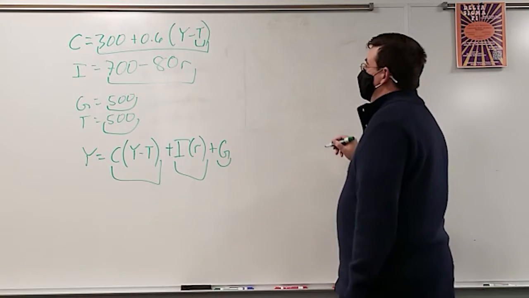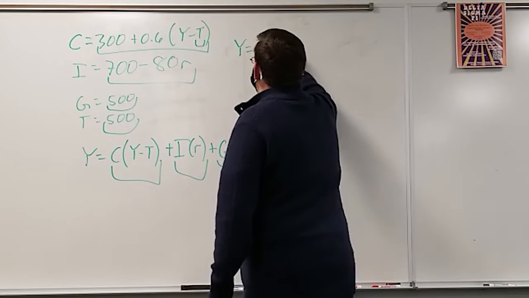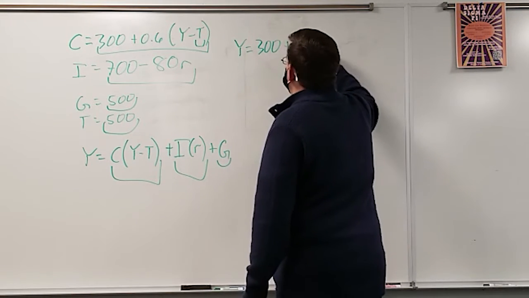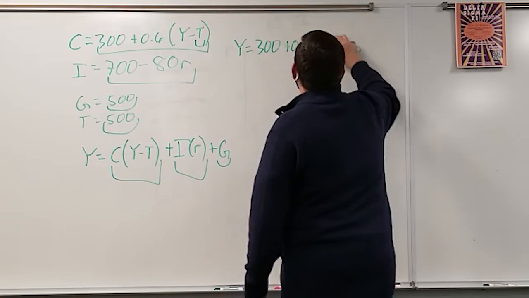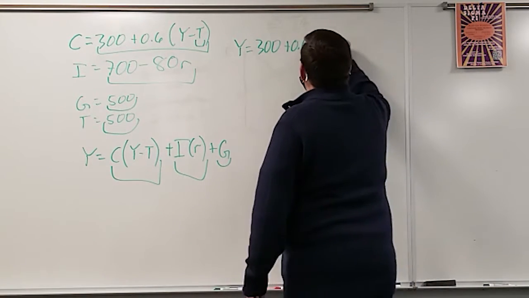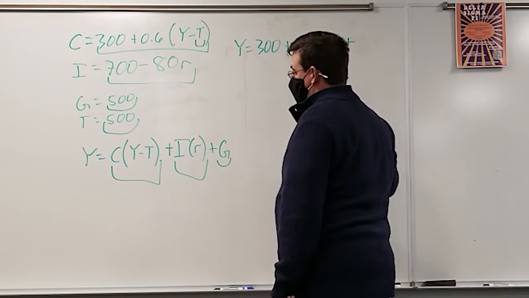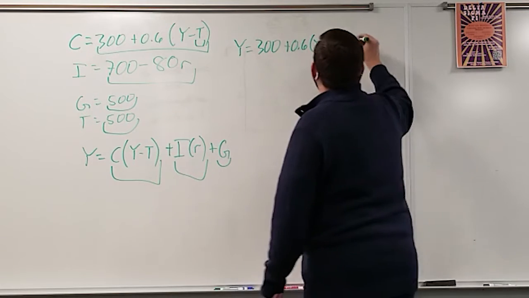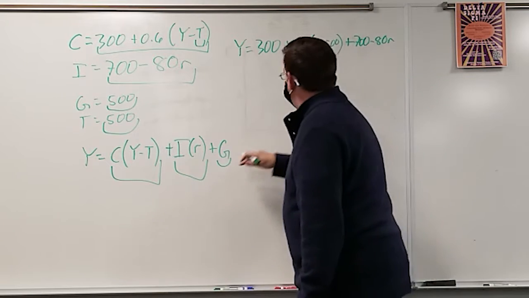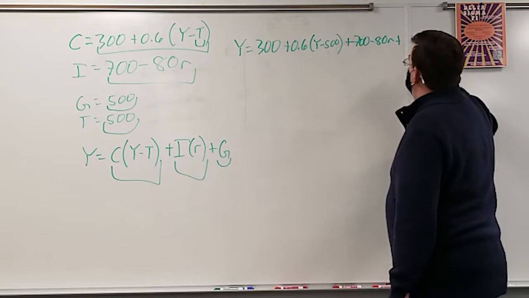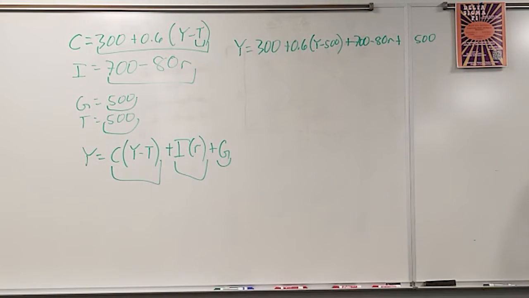So what comes out? We get Y is equal to 300 plus 0.6 times (Y minus T). And we can plug in for T 500, Y minus 500, plus our function for investment, which is 700 minus 80R, plus government, so plus 500. And now we can simplify.